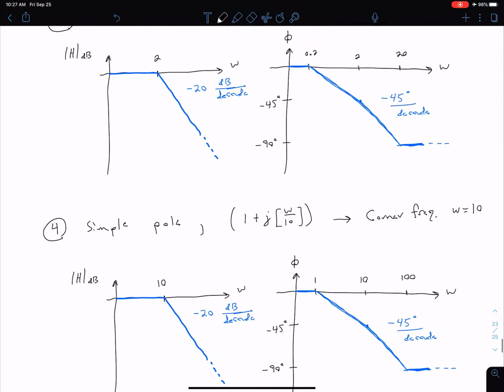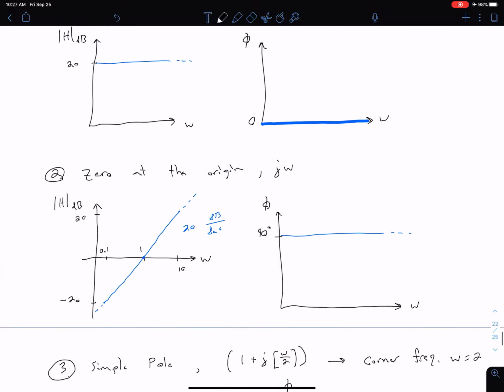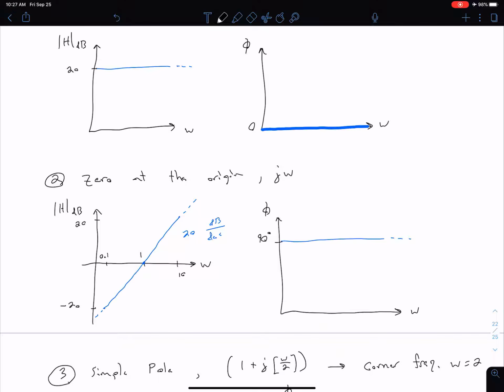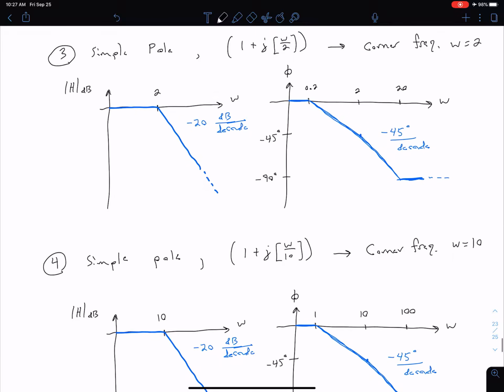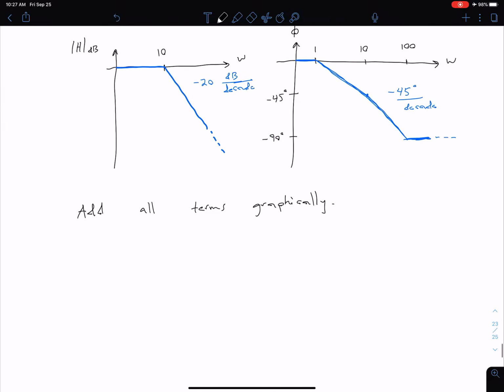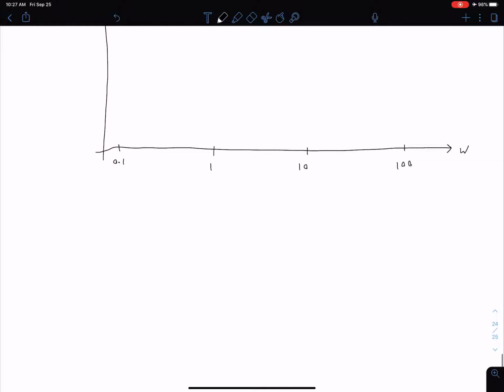So that also is going to help us incorporate the introduction of the zero at the origin. Now let's look at the key frequencies for our simple pole with corner frequency 2. So we're going to add in some points here. Maybe around here we have 0.2, around here we have 2, here we have 20, and here we have 200.